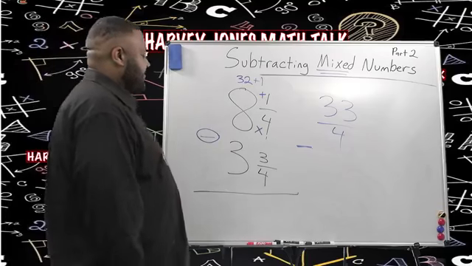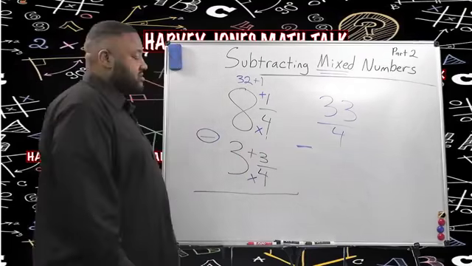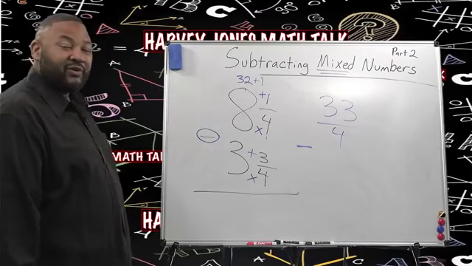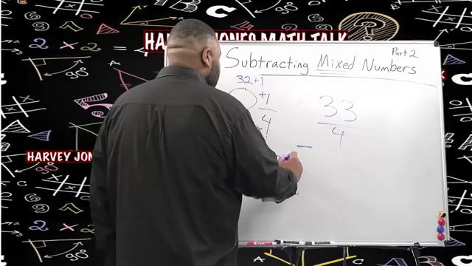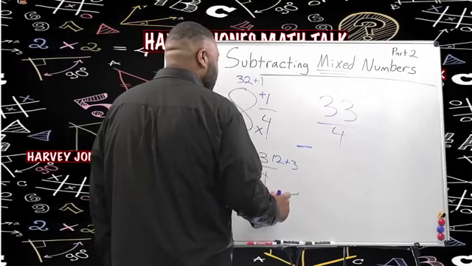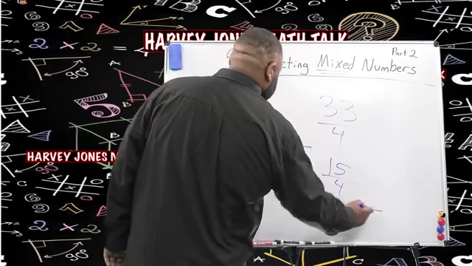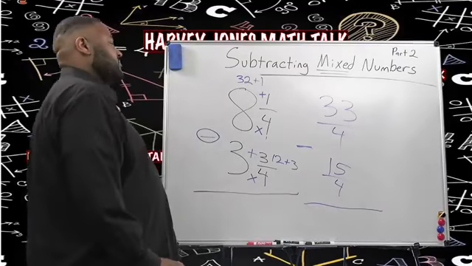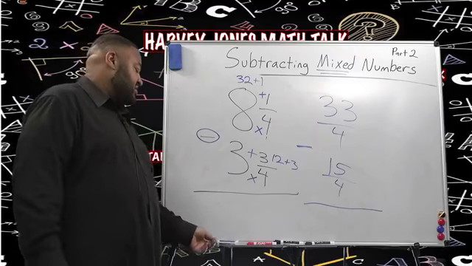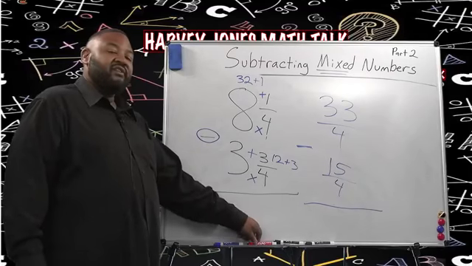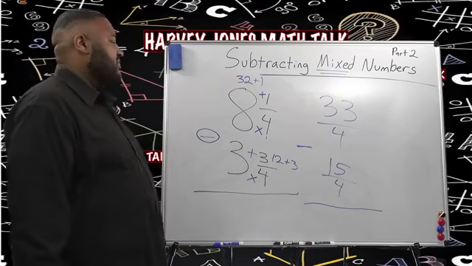And we do the same at the bottom. You multiply, then you add. 3 times 4 is 12, and plus 3 will give us 15 fourths. This is the time where you ask your questions, or if you have any concerns.